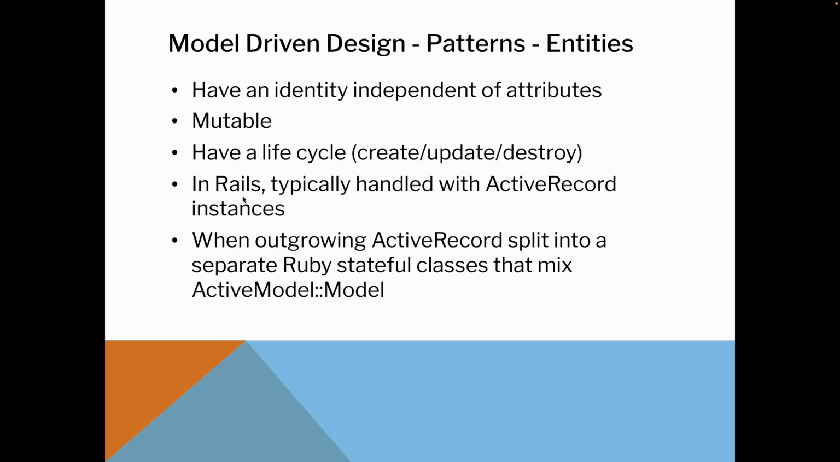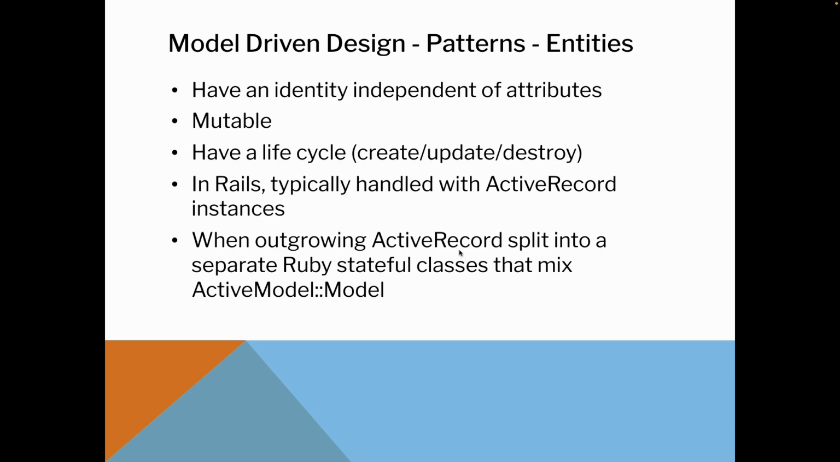In Rails, typically entities are represented by Active Record instances. That's a key point. When you build instances of Active Record objects, they represent entities because they have an ID. All Active Records by default, without changing any options, have an ID, and the ID will identify every record as a different entity.